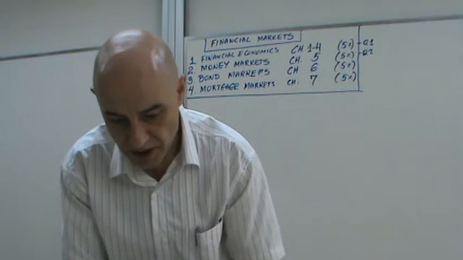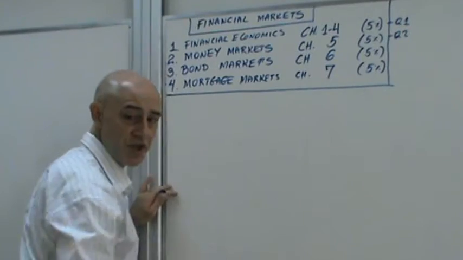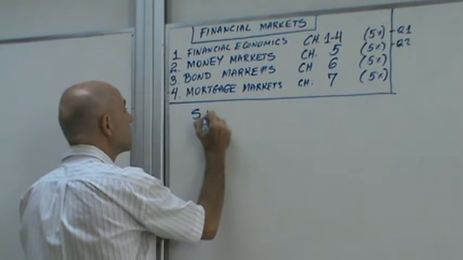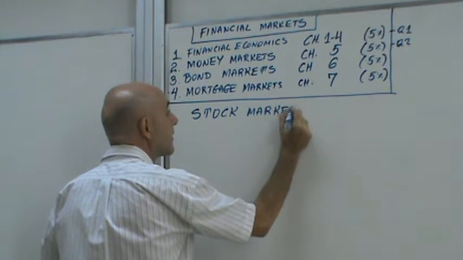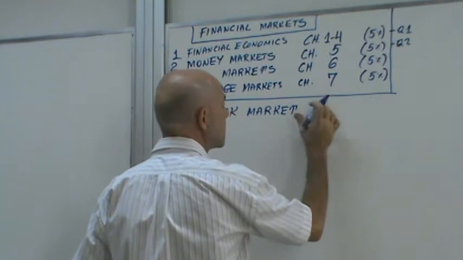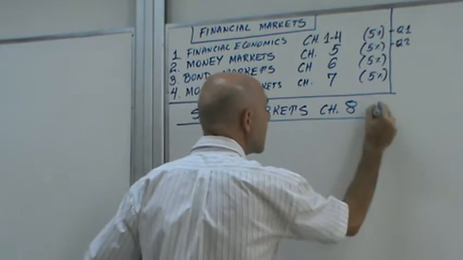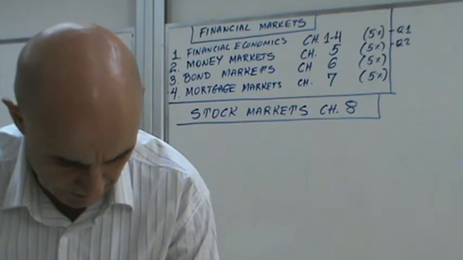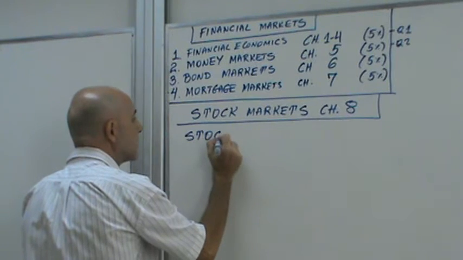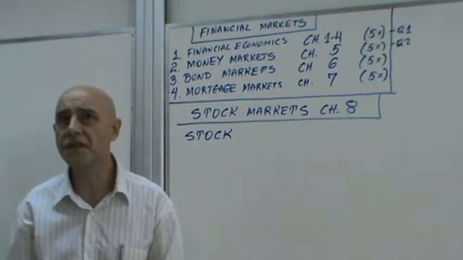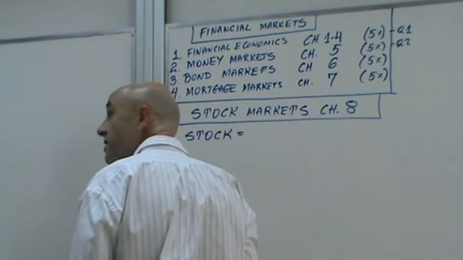Now I am continuing with chapter 8, which is stock markets. Stock markets is chapter 8. Stock has many definitions. It is a share of ownership. It is known as equity.